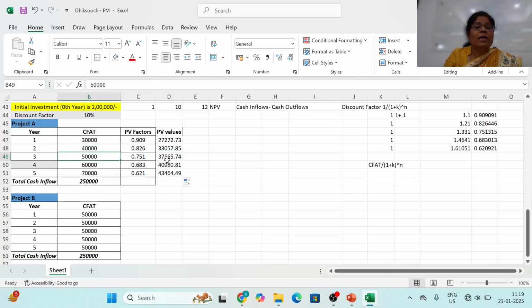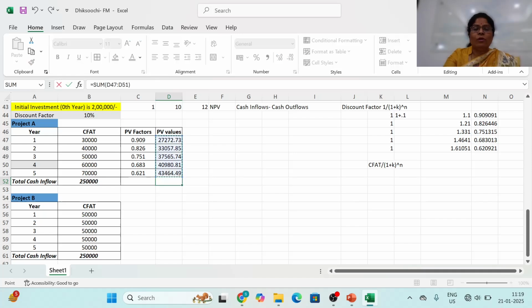The 50,000 value has become 37,565 at the end of the third year. Likewise, we are calculating these values. Got it? Now, these are the PV values. It means that the total value, whatever we got. Now we have the summation. Remember, in the formula there is a summation. We need to take the summation of all these 5 years. So, let me take the summation of all the 5 years.